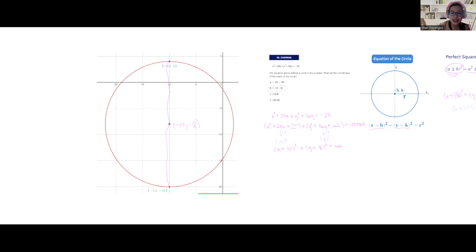So hopefully this helps you work out problems involving circles.